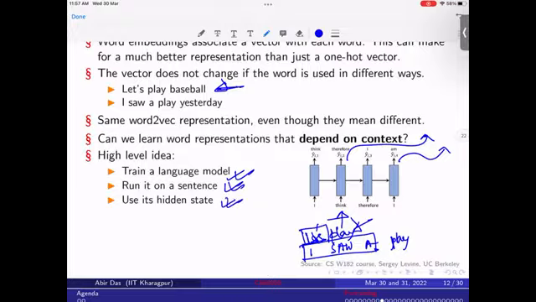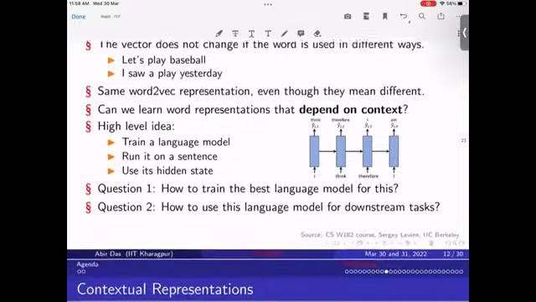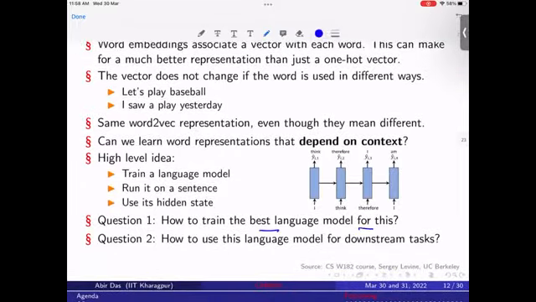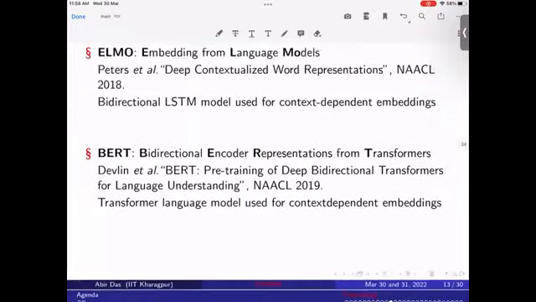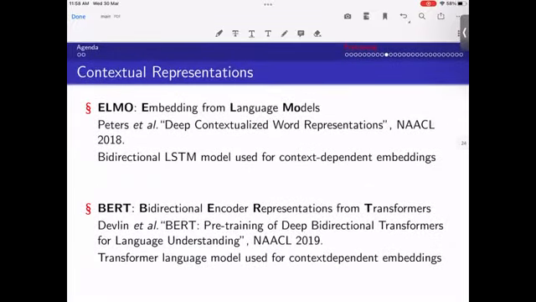If you want a more particularly context-aware representation, then if this word is used in this sentence in some way and in a different sentence in a different way, we should have different representations. So now the question is how to train the best language model for this, and how to use this language model for downstream tasks. These are the two things that we will discuss starting tomorrow. I'm just giving the names here.